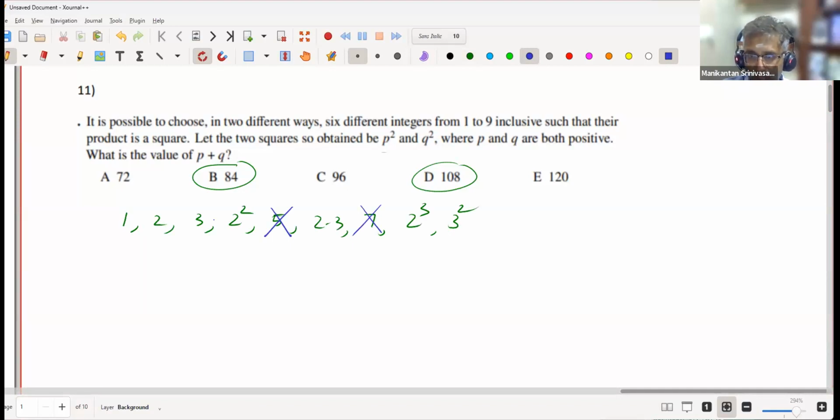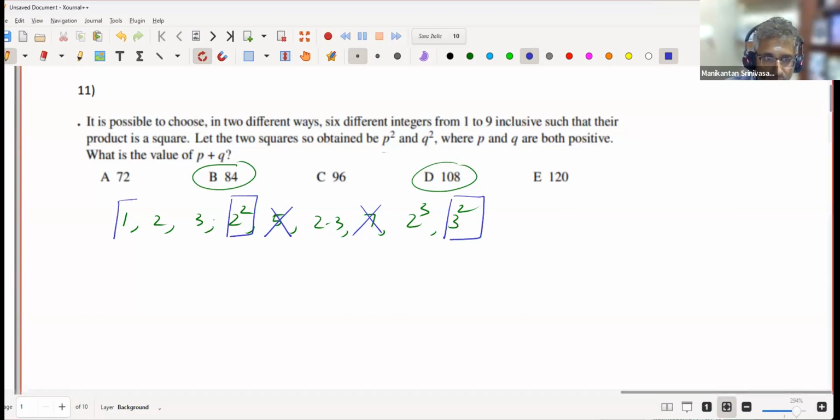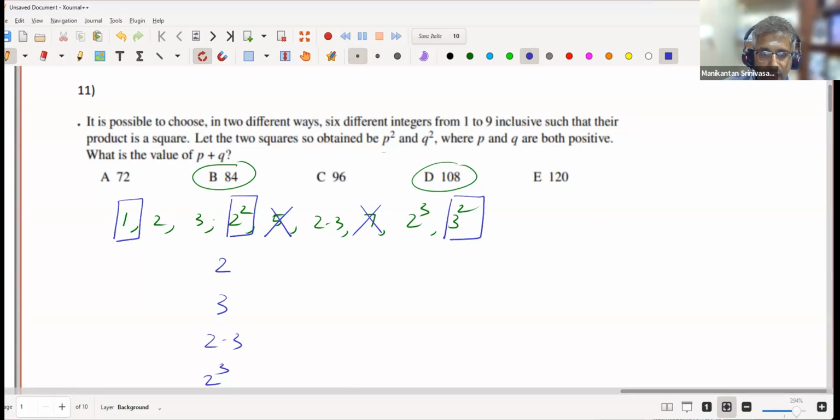In other words, I have to leave 1 number from the remaining, right? So obviously I don't want to leave which are perfect squares. So these will be candidates that I'll definitely want. And 1 is also a perfect square, right? So it just comes between 2, 3, 2 into 3, and 2 cubed. Among these, I'll have to leave out 1 because these are definitely in, right? And then I need 3 more, which means among these, I'll have to leave out 1.